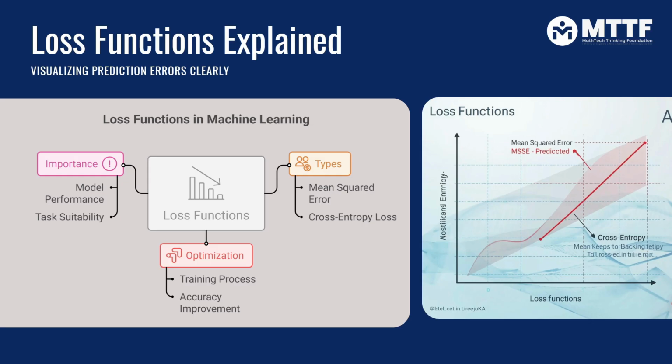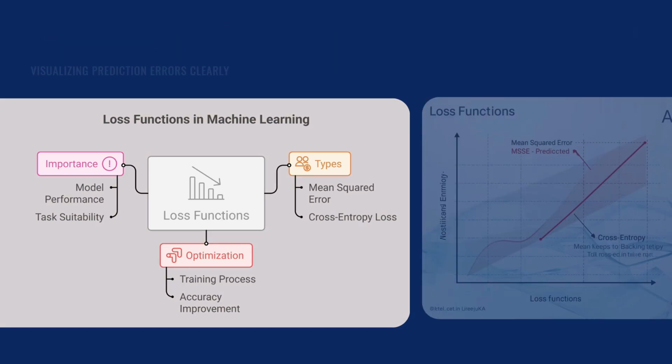By visualizing prediction errors clearly, loss functions transform mistakes into learning opportunities. In simple terms, a loss function tells a model how well it is doing and how much it needs to improve.